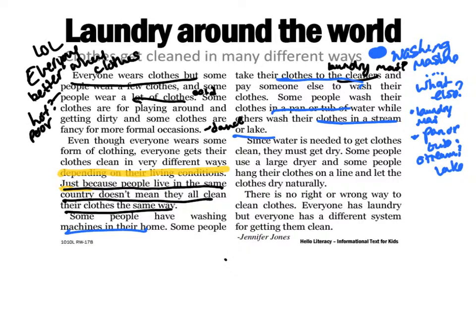Since water is needed to get clothes clean, they must get dry. Some people use a large dryer. Well, that makes sense. Since clothes get clean, they must get dry. Some people use a large dryer and others hang their clothes on the line and clothes dry naturally. So we can use electricity. We use electricity, or we can use natural air.